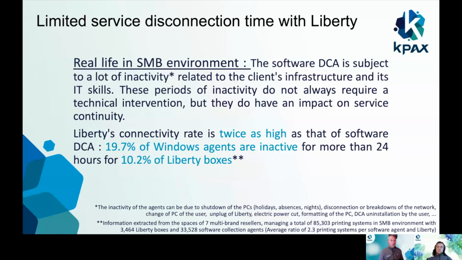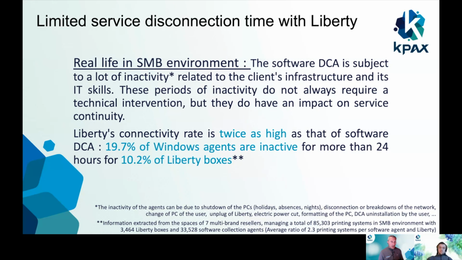So we were able to measure this directly on our servers. The connectivity rate of a Liberty is twice as high as the software agents. Less than 20% of Windows data collector software agents are inactive for more than 24 hours, against only 10% of the Liberty. This is what we see on the server if you take a picture at any moment.